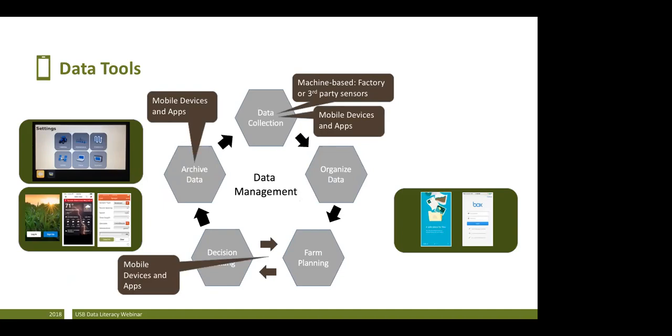Also, we have mobile devices and apps, and these are important in several of our data management aspects: in the collection, in how we make farm planning and decision making, and then how we archive that data. And here are some examples of how we do that. On the left, there are weather apps and apps to calibrate a sprayer, for example. And on the right, we have how we archive data, which can be through a Box site or Google Drive.